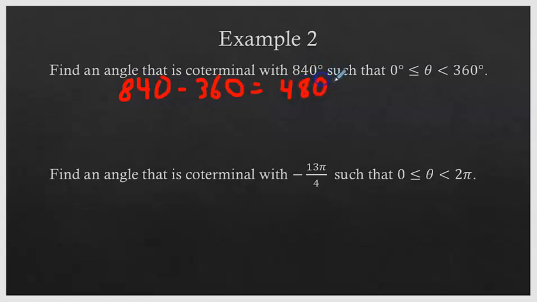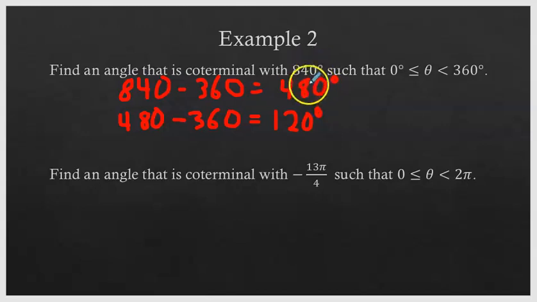Now sometimes you may only need to do that process once, but in this case, my number is still not between 0 and 360. It's still too big. 480 is bigger than this. So I need to repeat the process, and you would keep doing this until you get to a number that's between the desired numbers of 0 and 360. So I'm going to subtract another 360. And this time I get 120 degrees.